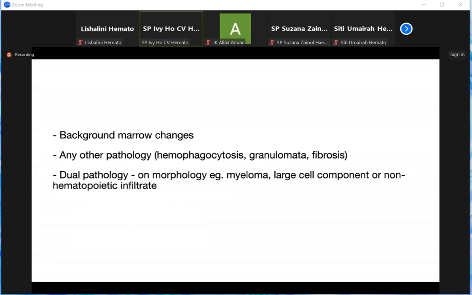And at the same time, don't forget about the background marrow changes, and any other pathology that comes with a lymphoma, like hemophagocytosis, whether there are granulomas or fibrosis in the background.